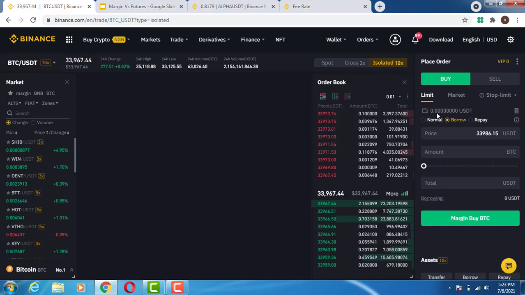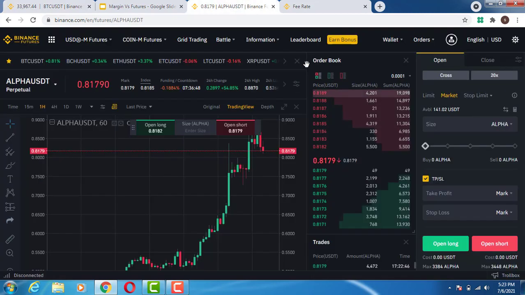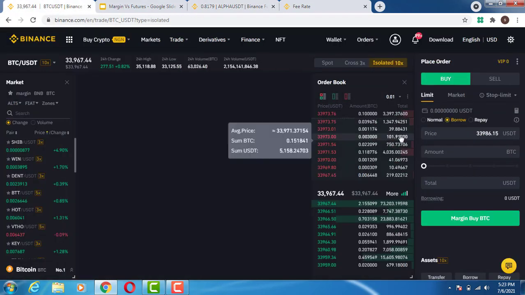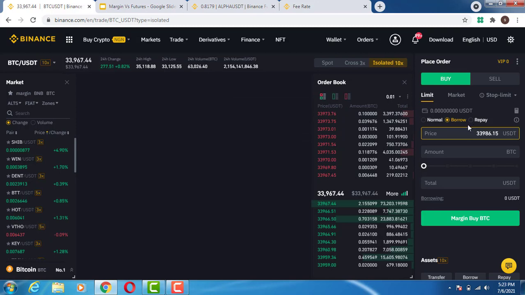That means I'm going to have $1,000 here for trading. That is for margin trading. For futures trading, you don't borrow funds, you just go directly into the market and place your trade with your leverage. Remember, when you borrow funds on margin trading, you have to pay back.